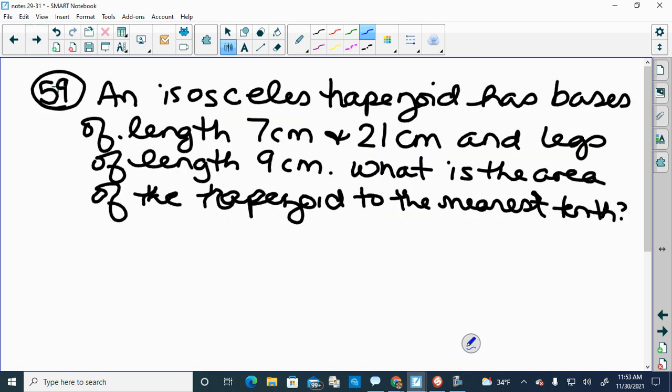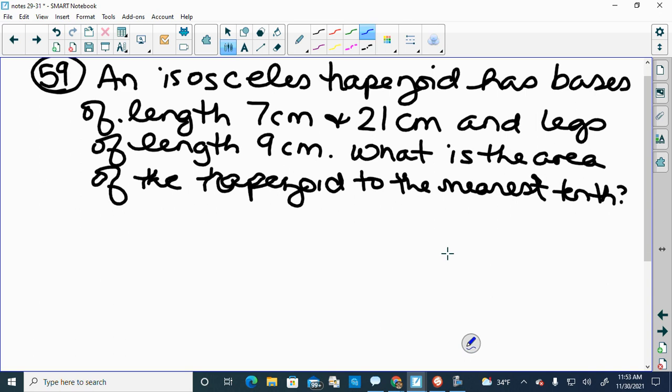So now moving on to number 59. Again, pause this video if you need to write this down. I'm reading it. An isosceles trapezoid has bases of lengths 7 centimeters and 21 centimeters, and legs of length 9 centimeters. What is the area of the trapezoid to the nearest tenth? In the answer, we just want to go one decimal spot.